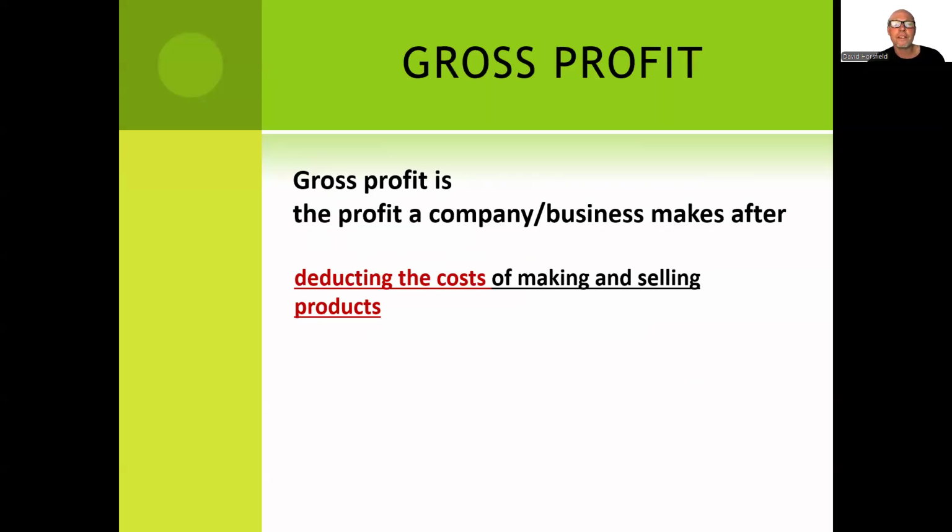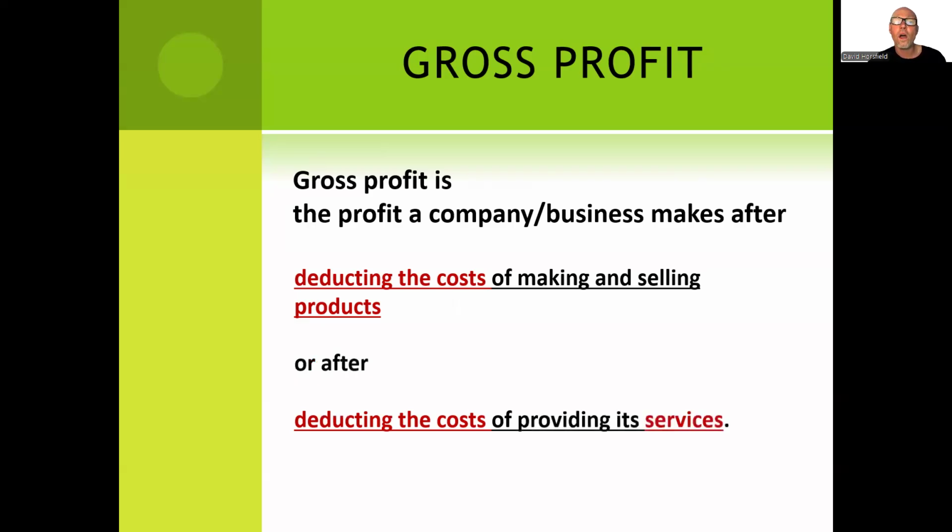So gross profit is the profit a company or a business makes after we deduct the costs of making and selling products. What are we deducting them from? We're deducting them from revenue. So revenue is our biggest bag of money. So gross profit is the profit a company or business makes after deducting the costs of making and selling those products, or after deducting the costs of providing the services that the business provides.